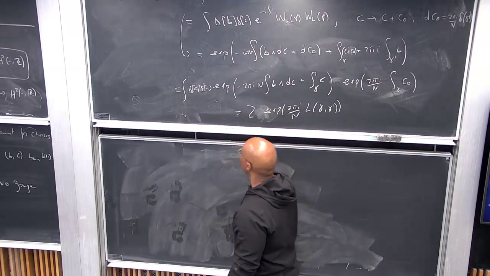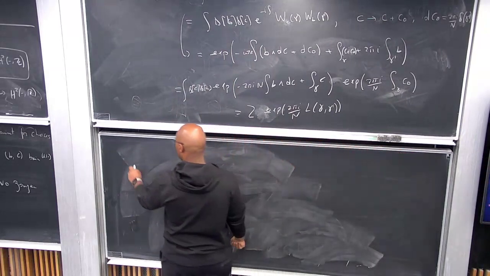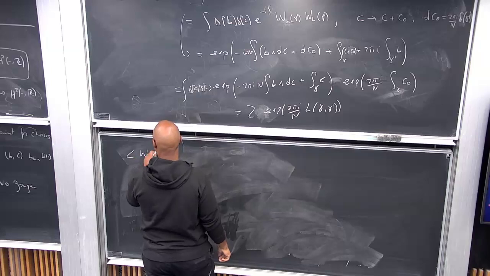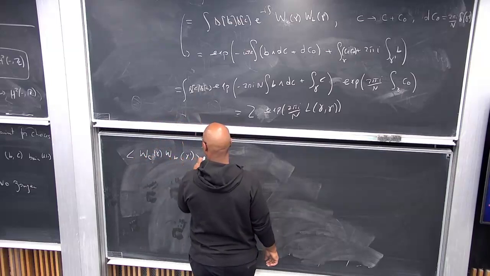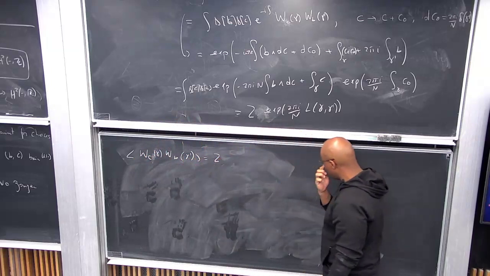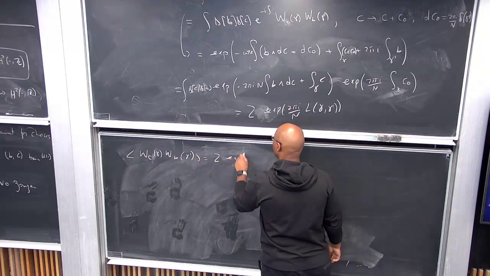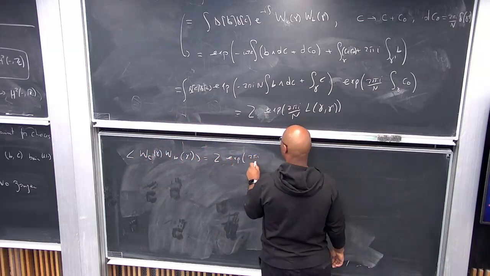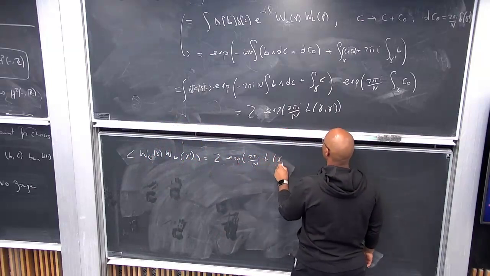Okay. So what we conclude from this analysis is that the correlation function of WC of gamma, WB of gamma prime, is the value of the original partition function, which is something that we can always normalize, times an exponential of 2 pi i over n times this linking number of gamma times gamma prime.